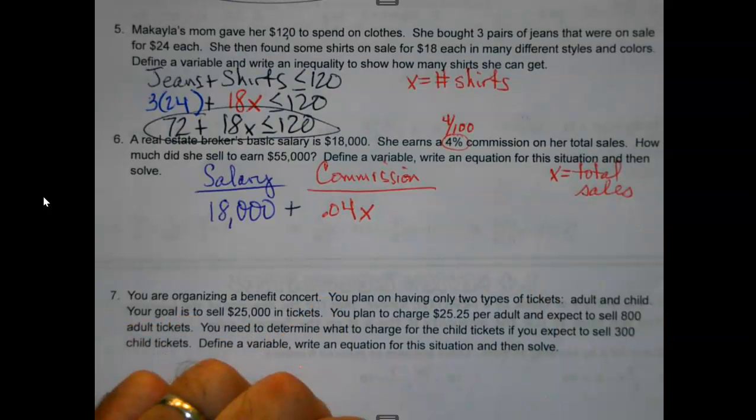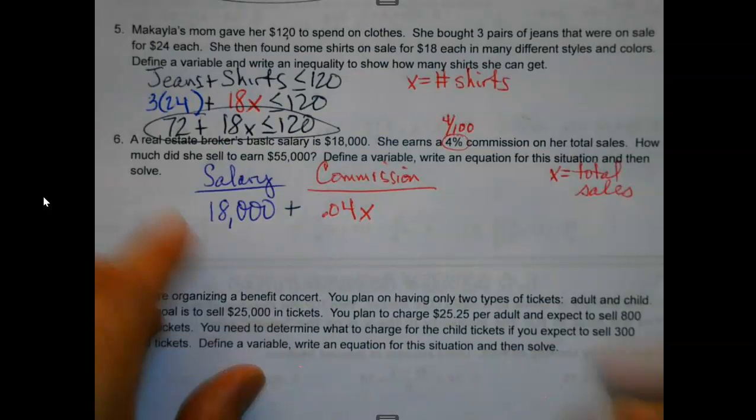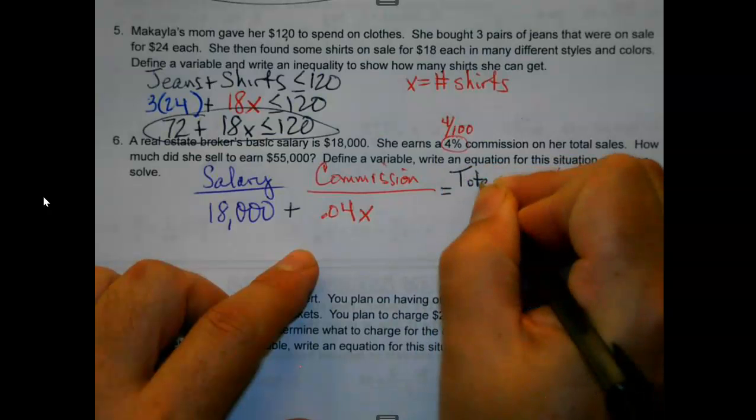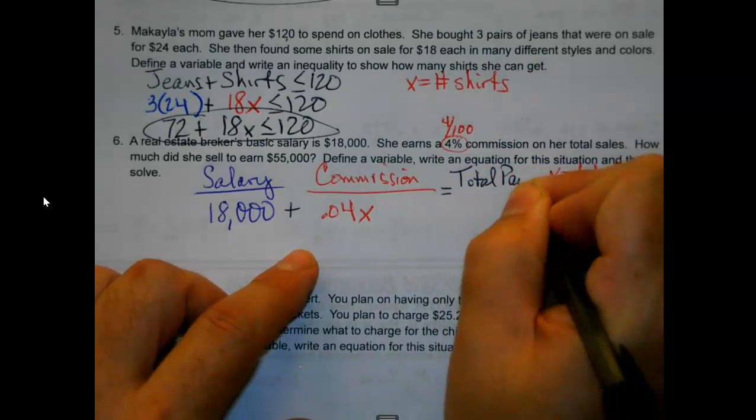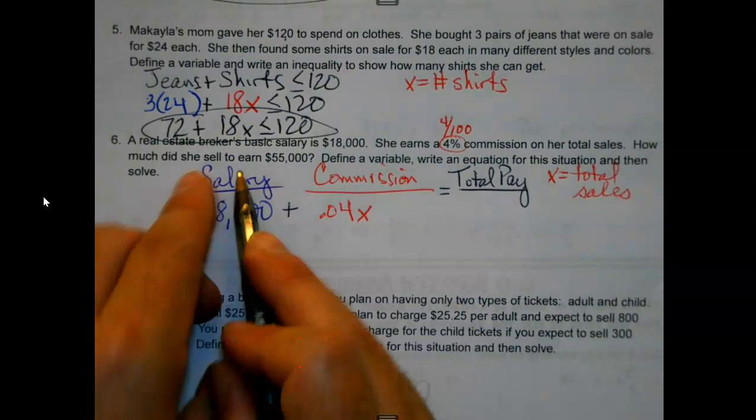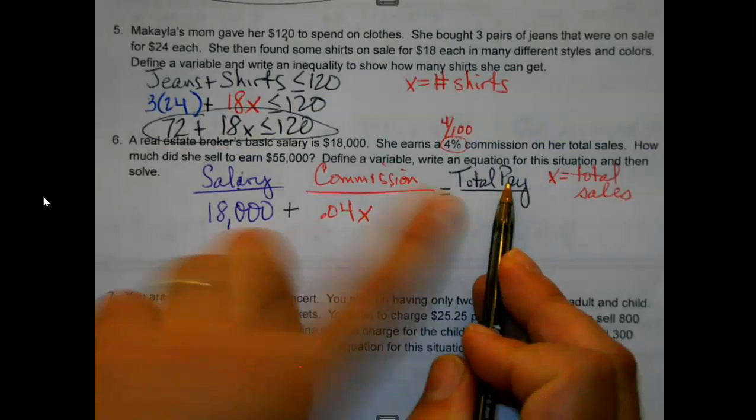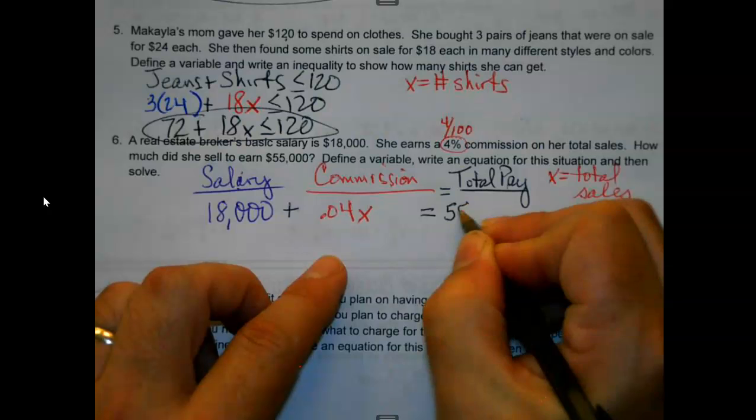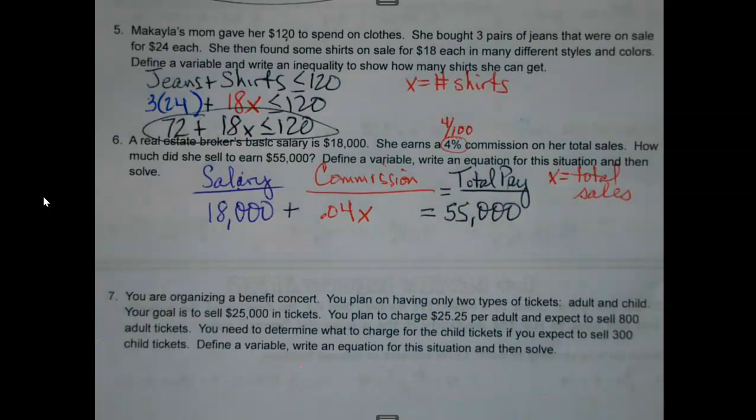So there's our variable. How much did she sell to earn $55,000? If you have some background with this, you'd know that if you have a salary position where you earn commissions, those two things together are going to equal your pay. You're not making an hourly rate. So in this case, we're trying to figure out what I have to do to make my pay what I want it to be, which is $55,000. Okay, this shouldn't be bad at this point. Hopefully.